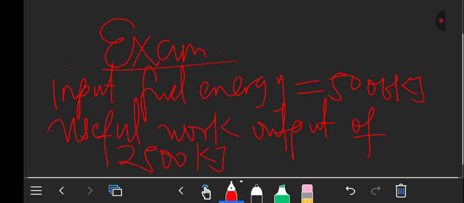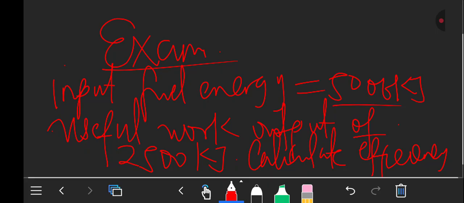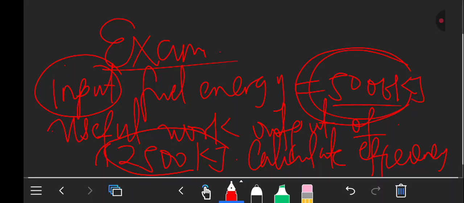Then you are asked to calculate its efficiency. How can you calculate its efficiency? So we have the energy input, which is 5,000 kilojoules, and the useful work output is 2,500 kilojoules. So how can you calculate the efficiency?